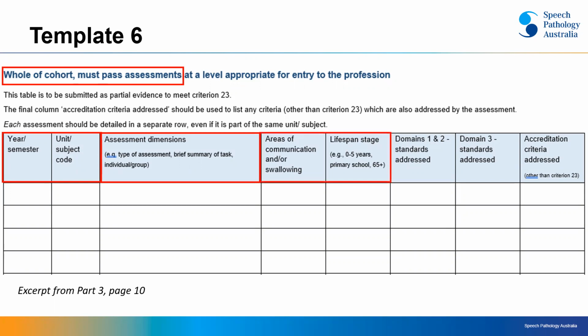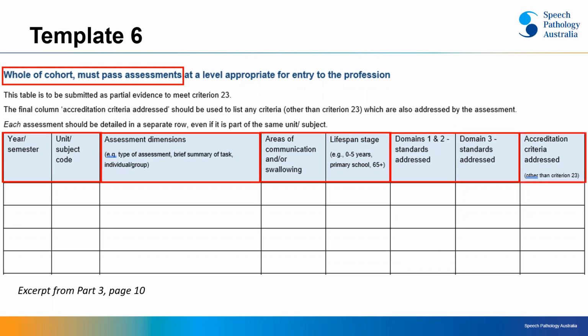Columns 4 and 5 require universities to record the areas of communication and/or swallowing that are focused on within the assessment piece and the lifespan stage it is relevant to. Accreditors are looking for experiences across the lifespan, so universities can be very specific here. For example, 0 to 5 years, school age, adults, or aged care. In the next 2 columns, attention is given to the standards within domains 1, 2, and 3 of the professional standards that are addressed within this assessment.